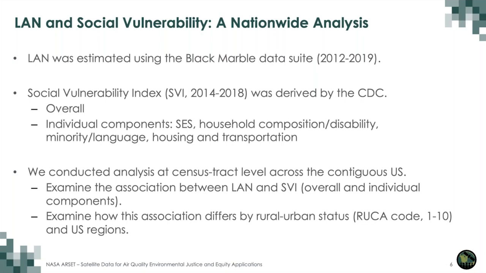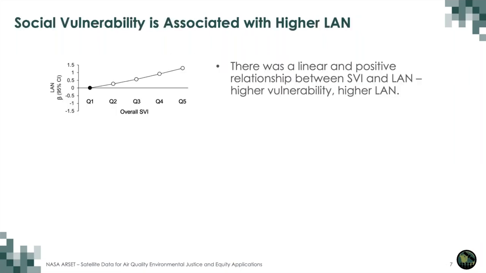So as I said, the objective of this study is to examine the overall association between light at night and social vulnerability, and also to examine whether or not this association differs by rural-urban status and across different regions of the United States. So on this slide, I'm showing you the overall association between social vulnerability, which is presented on the x-axis, and light at night, which is presented on the y-axis. And as you can see, there is a significant and positive relationship between the two, which means the higher social vulnerability experienced by a neighborhood, the higher light at night that occurs in that neighborhood as well.